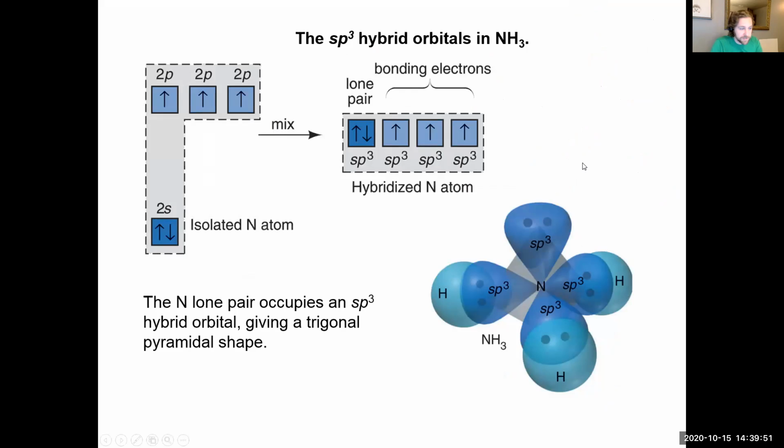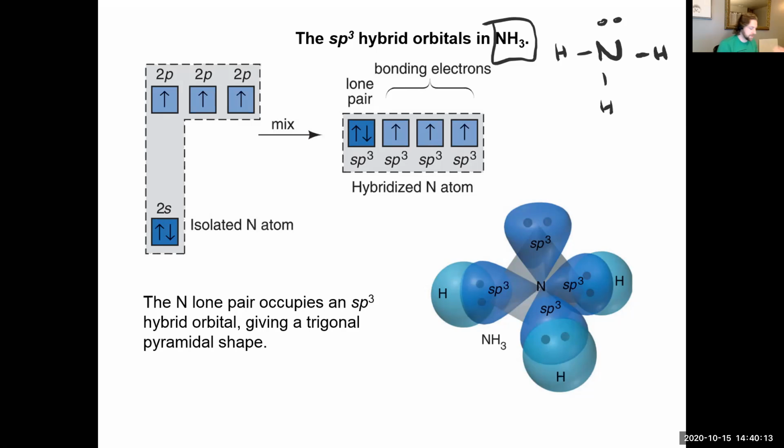This one's interesting, check this out. So this is for ammonia, and we know that ammonia has a lone pair on it. If I draw the Lewis structure, it has a lone pair on it. So how does this accommodate for lone pairs? Those are hybridized orbitals as well. Lone pairs are hybridized orbitals. Lone pairs are still hybridized.